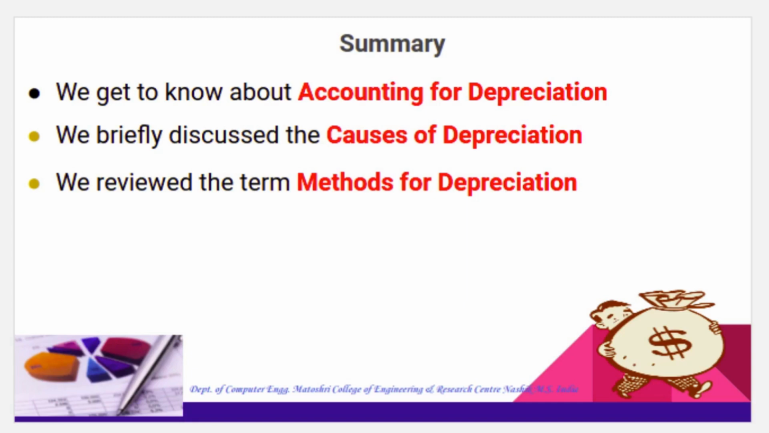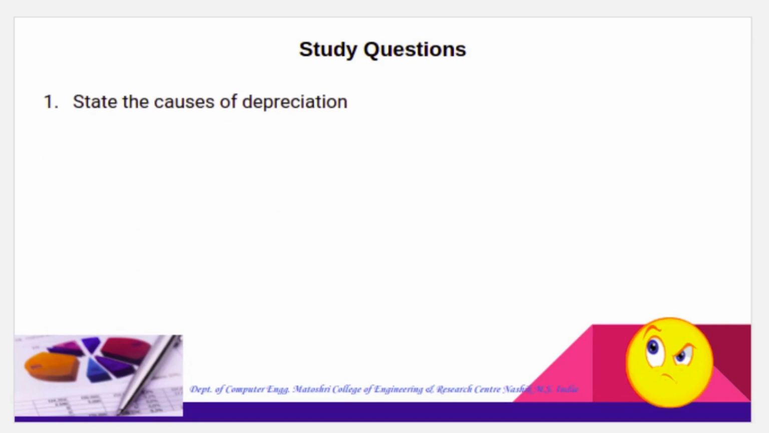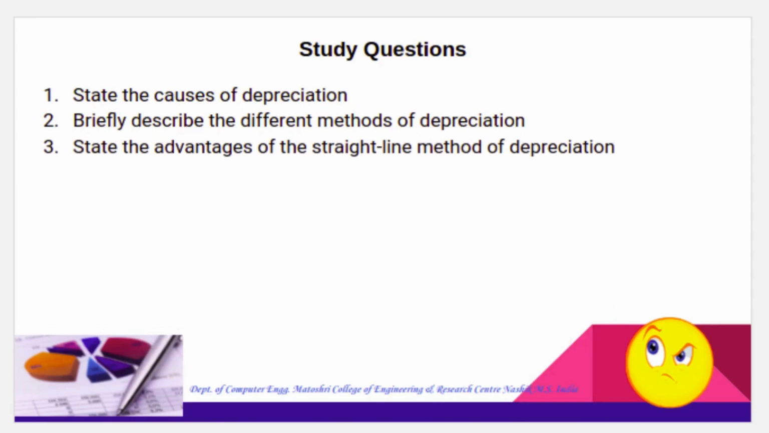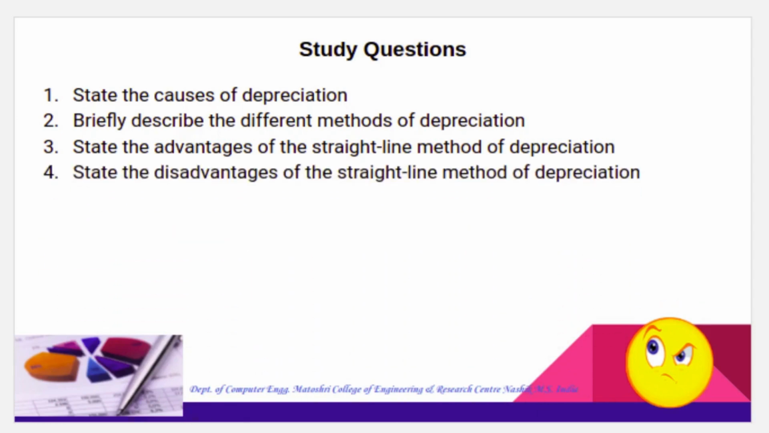So next we will see certain study questions based on today's session. The first question is, state the causes of depreciation. The second question, briefly describe the different methods of depreciation. Then state the advantages of the straight line method of depreciation. And the last question, state the disadvantages of the straight line method of depreciation. So solve these study questions honestly and upload the answers on our Google Classroom.